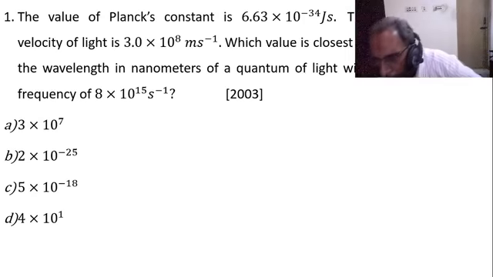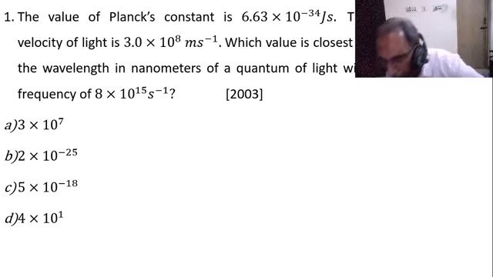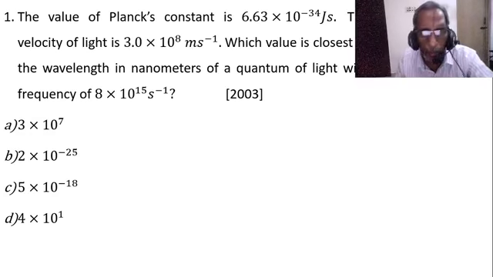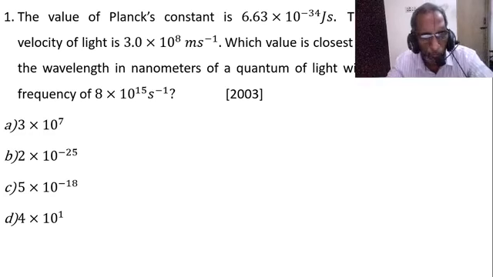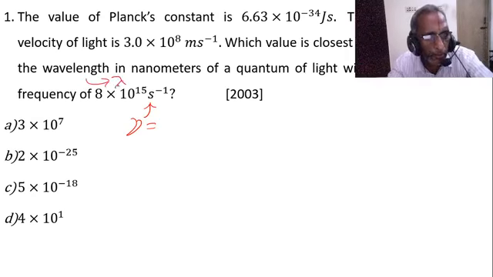Value of Planck's constant is given, and also velocity of light is given. Which value is closest in nanometer? Good, nice, Kannapan Rajendran. Which value is closest to the wavelength in nanometer of a quantum of light? Frequency is given, nu is given, lambda is asked.